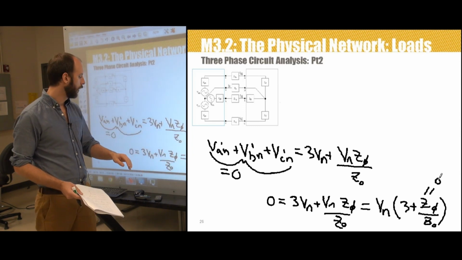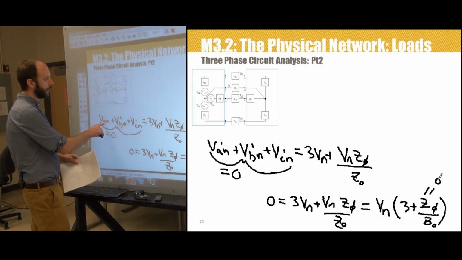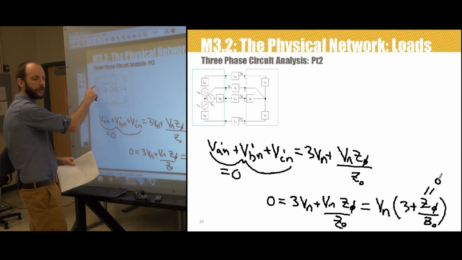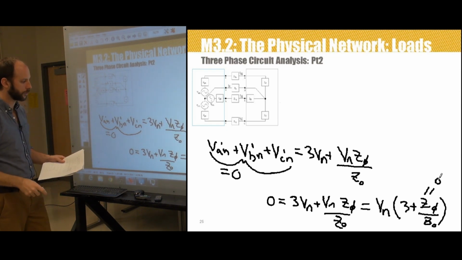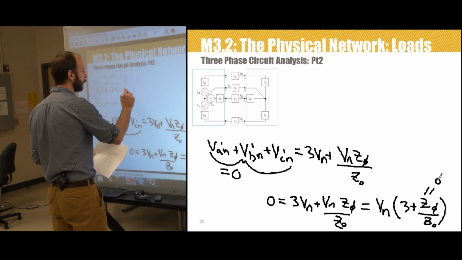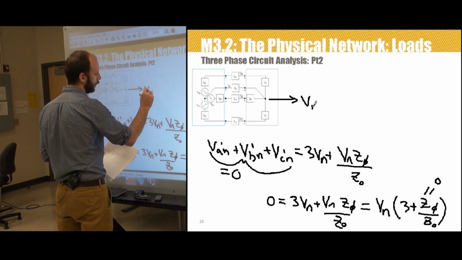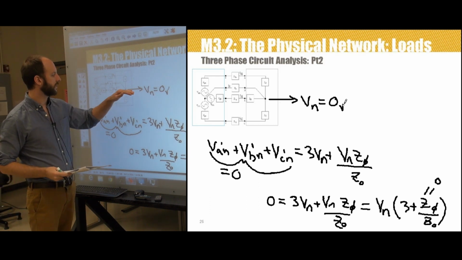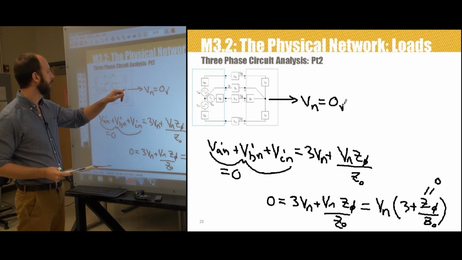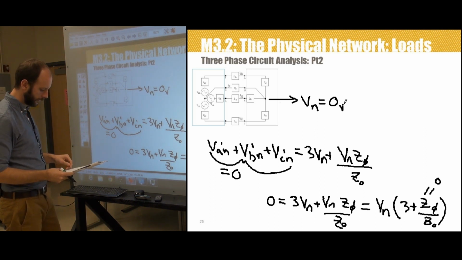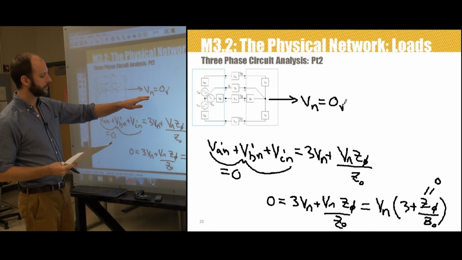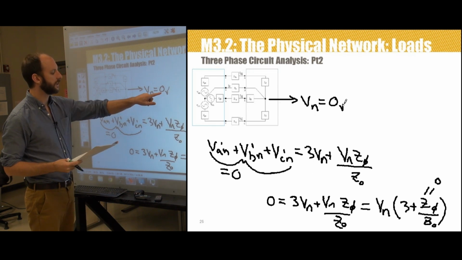That means that in this system, if we make the assumption that the system is balanced, meaning the impedances in each branch are the same and the voltages are of the same magnitude but 120 degrees out of phase, which was that assumption, that means Vn has to equal 0 volts. So in this case, the neutral voltage is equal to 0 volts in that analysis, because this term can't go to 0. So in a balanced three-phase circuit, we get Vn is equal to 0 volts.